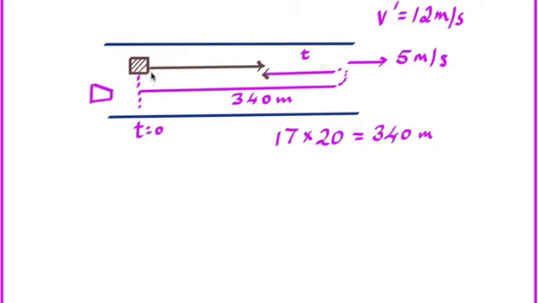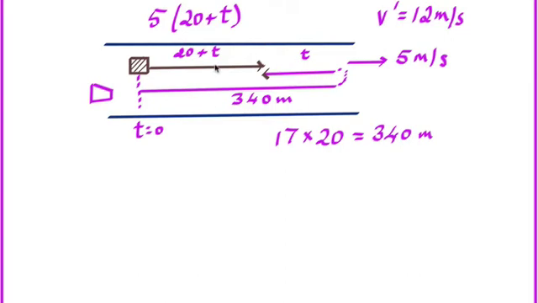Now the raft has been moving, remember, for 20 seconds while the boat is going up, and for t seconds when the boat is moving in the direction opposite to the river. So the raft has been moving for a total of 20 plus t seconds. So the distance moved by the raft, which we need to find out, is speed of the raft, which is 5, multiplied by 20 plus t. This is what we are trying to find. So all we need to do is find t.